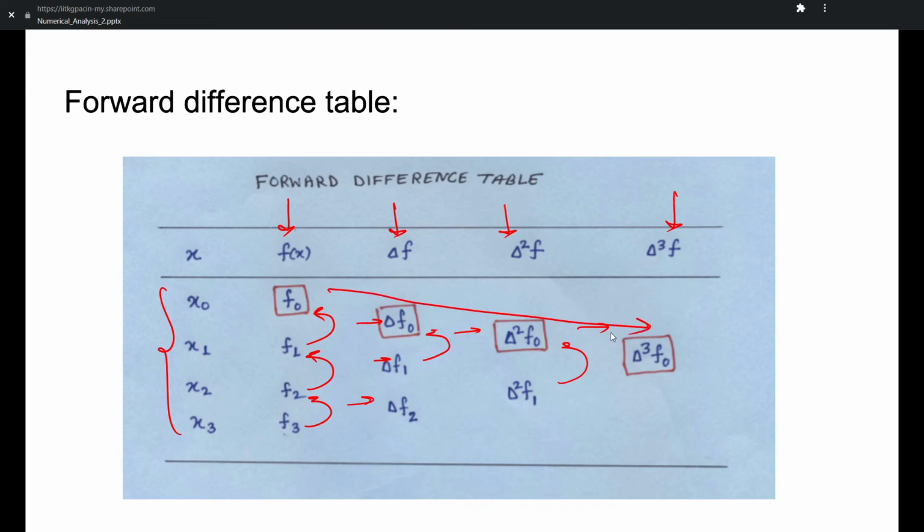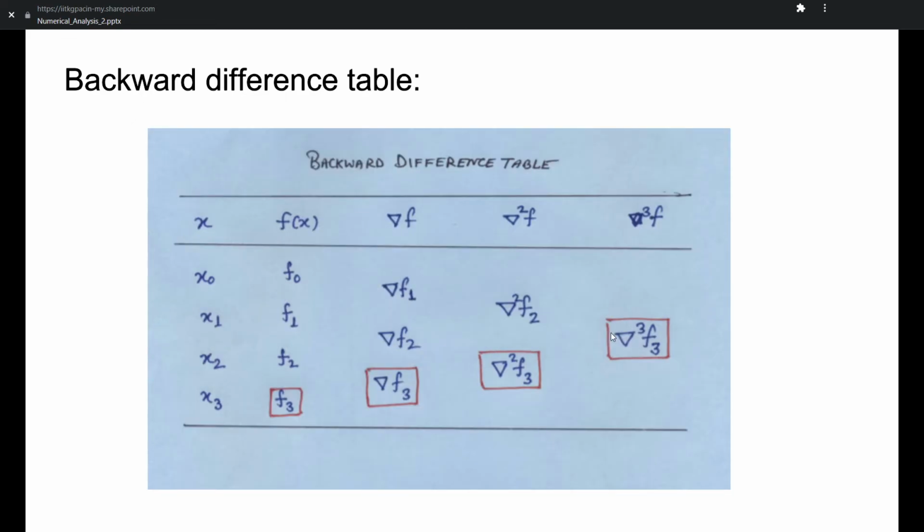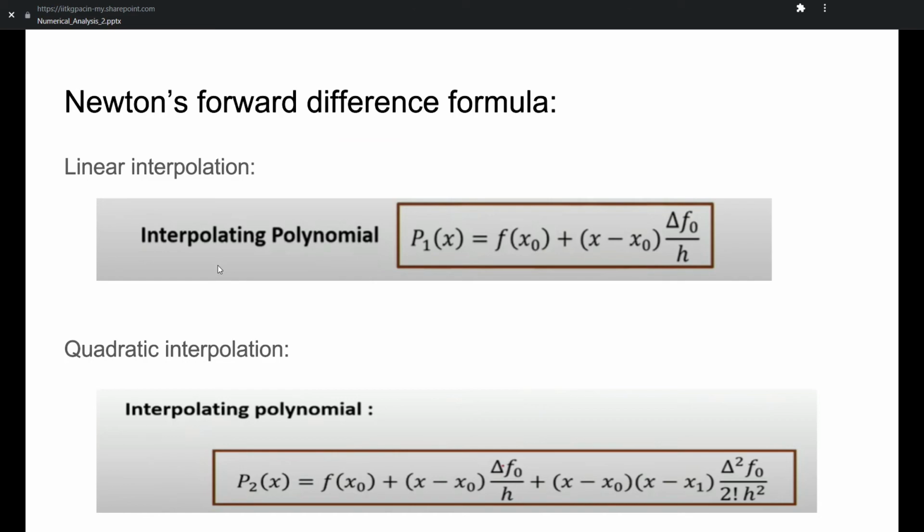An important thing to note here is that when we are using the forward difference formula, we have to use these values. And this is the backward difference table, which is quite similar to the forward difference table. All we have to do is f1 minus f0 to get the backward delta f1. An important thing to note here is that when we are using the backward difference formula, we have to use these values. So let's look into Newton's forward difference formula.